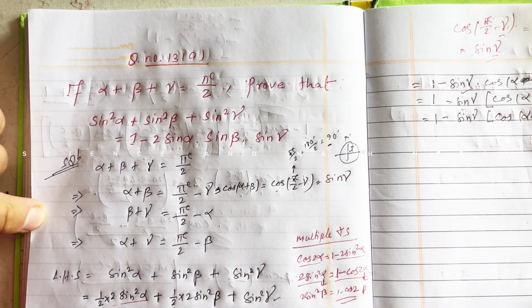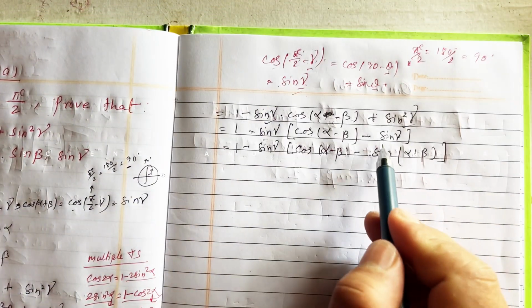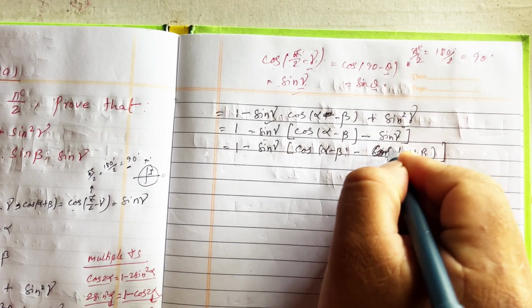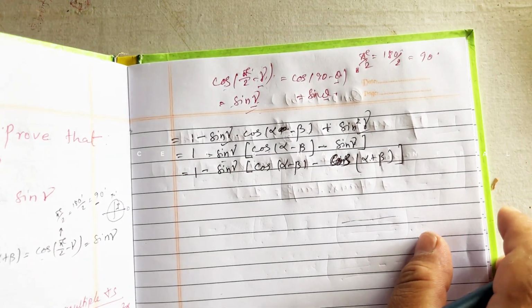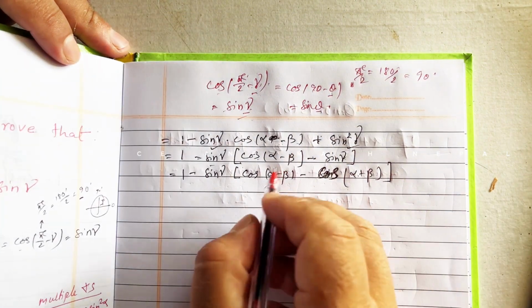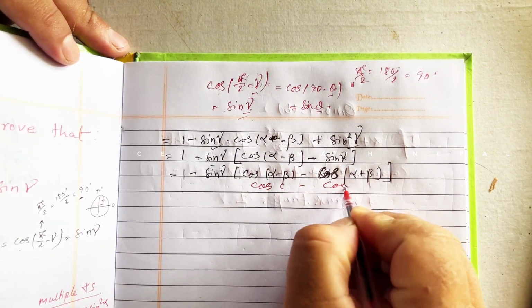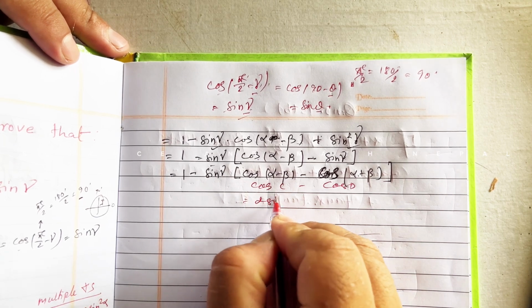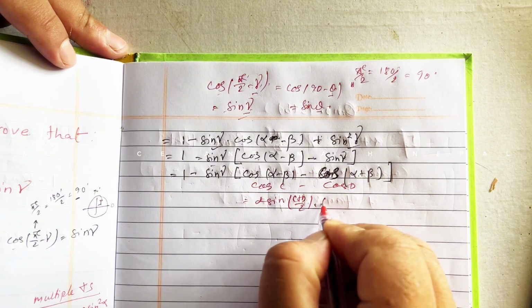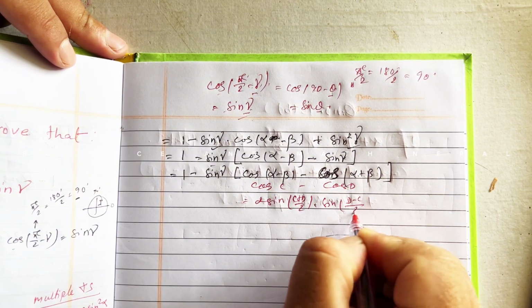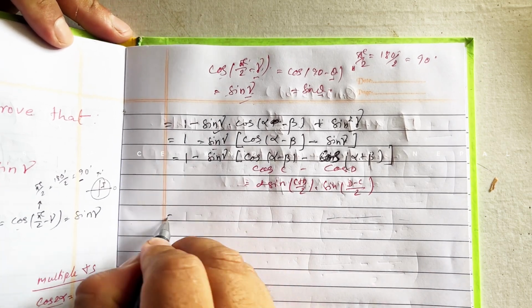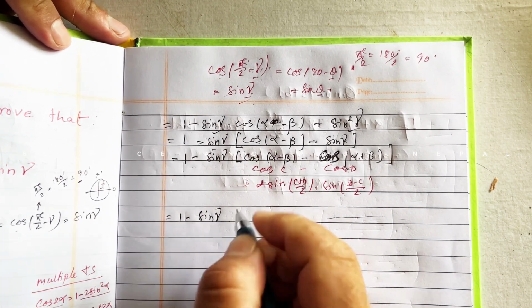In the same way, sin gamma can be written as cos(alpha plus beta). Now it goes in the form of cos C minus cos D, which is 2 sin((C plus D) by 2) into sin((D minus C) by 2). In place of C we have alpha minus beta, in place of D we have alpha plus beta. So that gives us 1 minus sin alpha, same as sin gamma, same as it is.